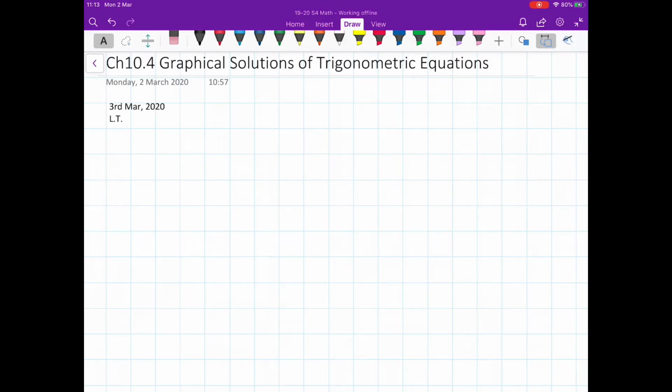Hi everyone, today we will go to a new section, Chapter 10.4, Graphical Solutions of Trigonometric Equations. So please turn to a new page of your notebook. Write down the date of today and the learning target.